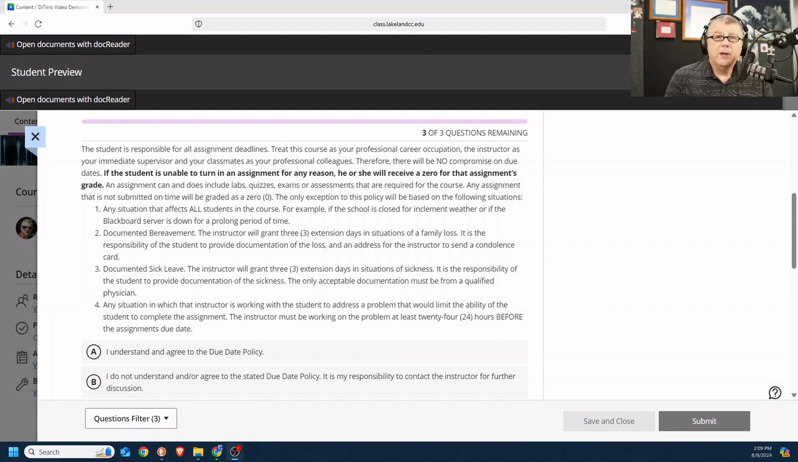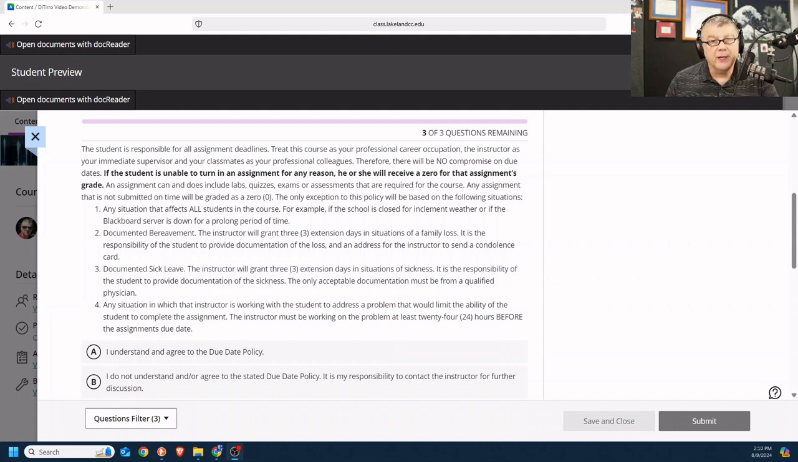The fourth one is probably the one that I hope you take advantage of. Yes, the fourth one is the one where, yeah, I would work with this exception every day of the week. It says, any situation in which the instructor is working with the student to address a problem that would limit the ability of the student to complete the assignment. The instructor must be working on the problem at least 24 hours before the assignment is due.